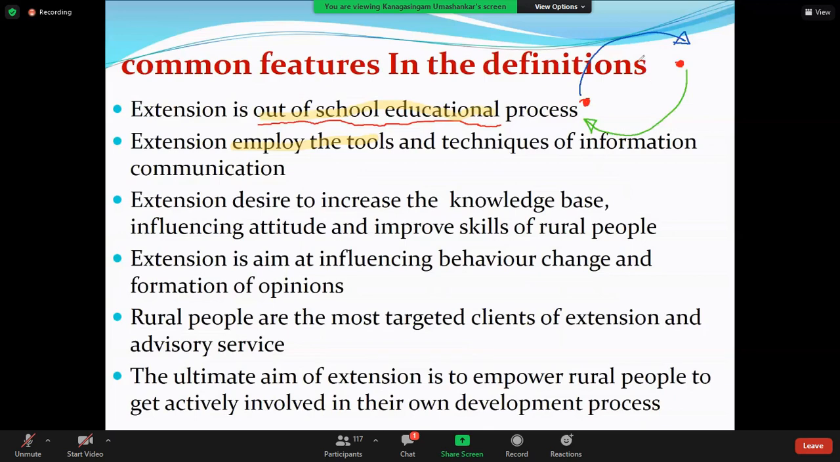These are solutions. This is problems and challenges. So this is a reciprocal process, right? So extension is a reciprocal process. You have to understand that information is flowing from this side to this side, and then the solutions are flowing from this side. All of this happens because of communication, right?